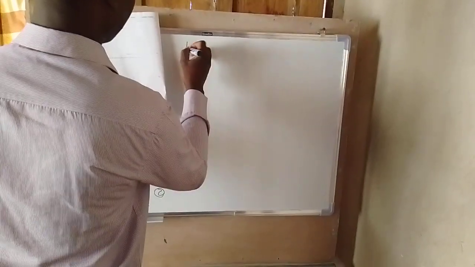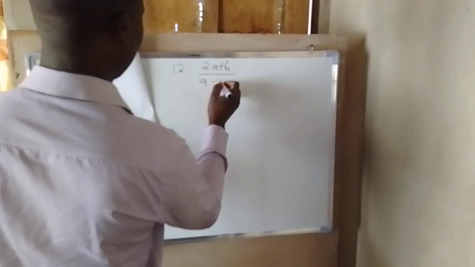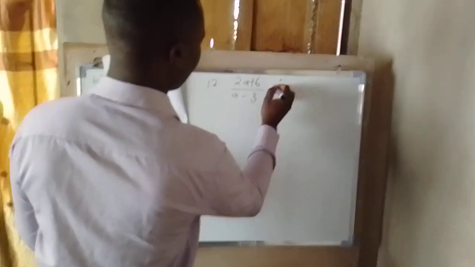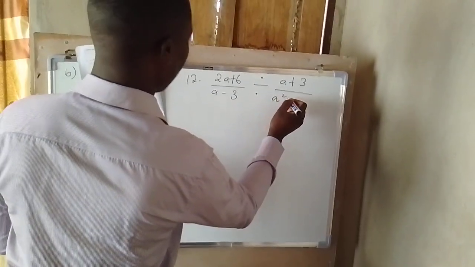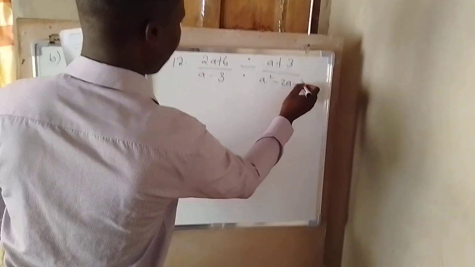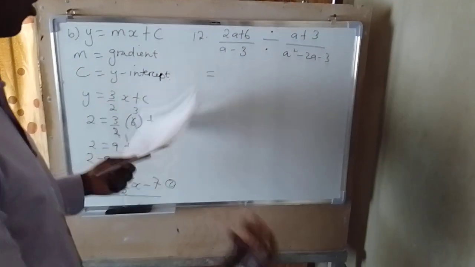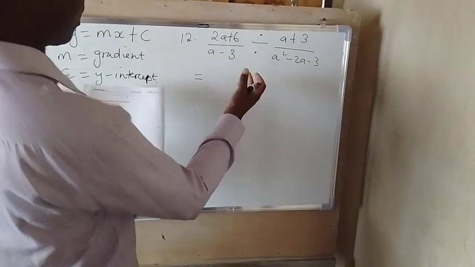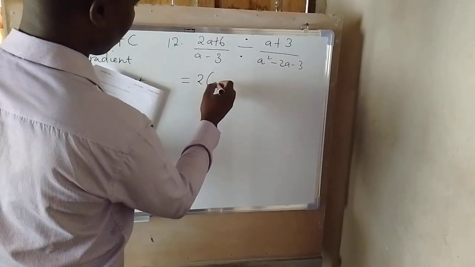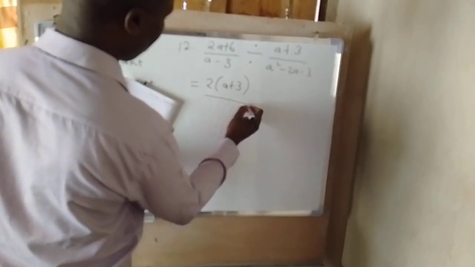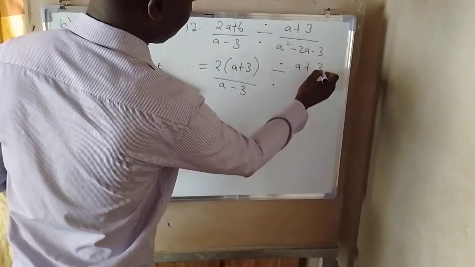Simplify 2a plus 6 all over a minus 3 divided by a plus 3 all over a squared minus 2a minus 3. The most important thing is to factorize. Where we are supposed to factorize, let's factorize. Then you'll see that at the end of the expression, we are going to cancel some of the terms. So for 2a plus 6, the common factor is 2, open bracket, a plus 3, all over a minus 3, divided by a plus 3, all over.